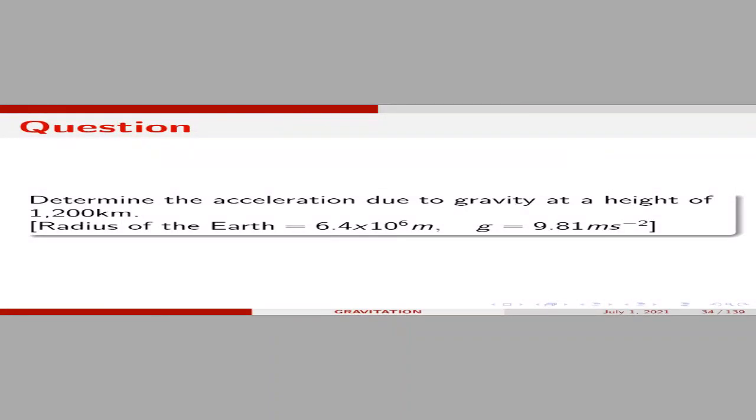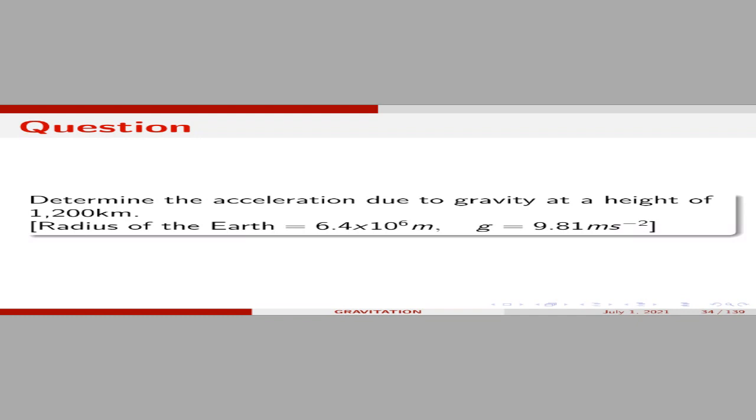Yes, students, last time I asked you to try this question and we are back on that. How do you get this question? We are supposed to determine the acceleration due to gravity at a height of 1,200 kilometers. We are given the radius of the Earth to be 6.4 times 10 exponent 6, and we are also given acceleration due to gravity to be 9.81 meters per second squared.